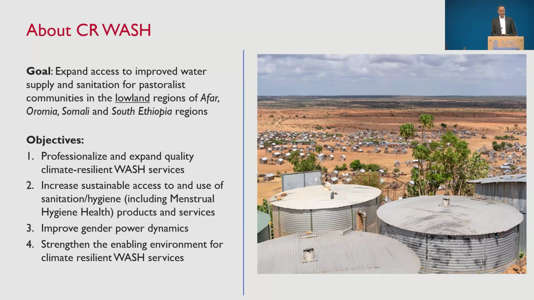The first one is to professionalize and expand quality climate resilient WASH services. This is reaching in water service, professionalizing and advancing the existing management systems, and also professionalizing the power supply for pumping water services in pastoralist communities. The second objective, which is interrelated, is to increase sustainable access to and use of sanitation and hygiene, including menstrual health and hygiene products and services.